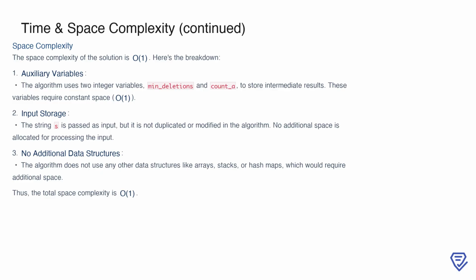input string. Let's examine why. The algorithm employs two integer variables, min_deletions and count_a, to store intermediate results. Since these variables occupy a fixed amount of memory, they require O(1) space. Additionally, the input string s is only read and not duplicated or modified, so no extra space is allocated for processing it. Finally, the solution does not rely on any additional data structures, such as arrays, stacks, or hash maps, which might otherwise consume additional memory. By avoiding these, the algorithm ensures that it operates within constant space. Therefore, the overall space complexity remains O(1).